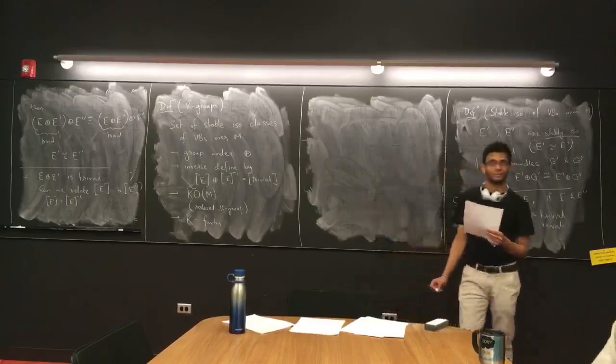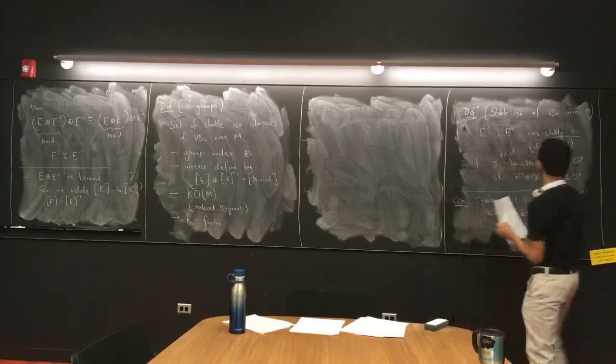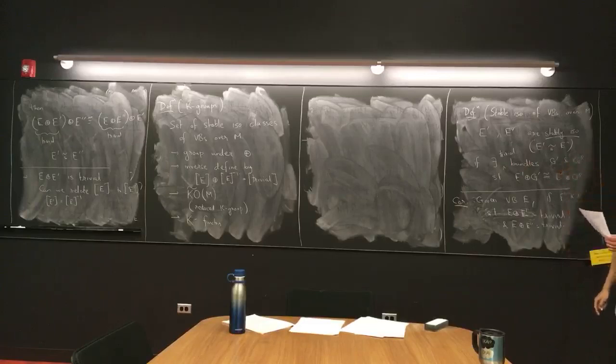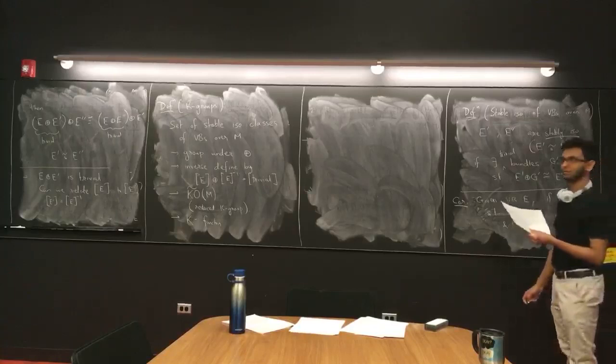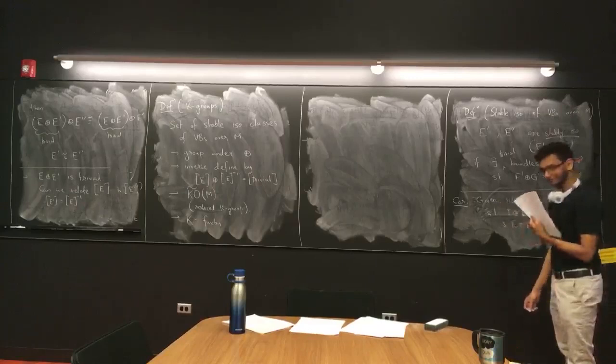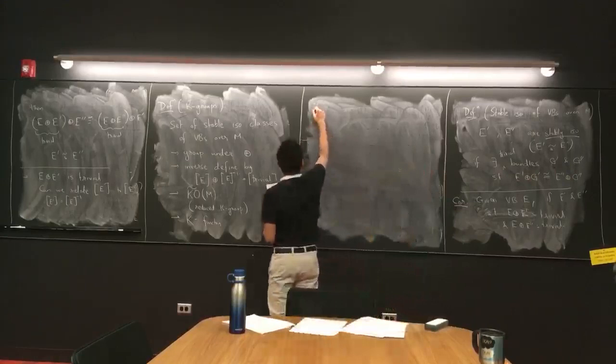Yeah, exactly. Because in this definition there was no restriction on the dimension of E prime and E double prime, or of G prime and G double prime. Example. Yes. So we come to this thing called Bott periodicity.